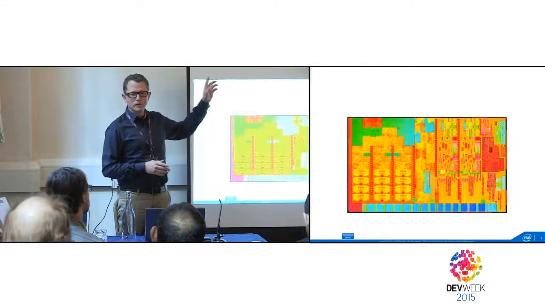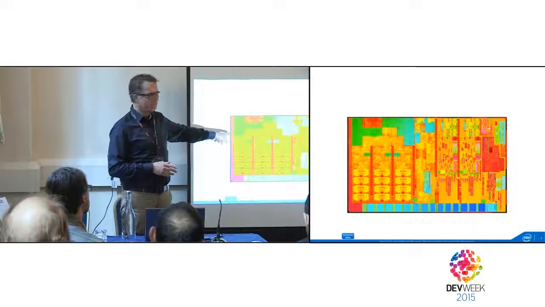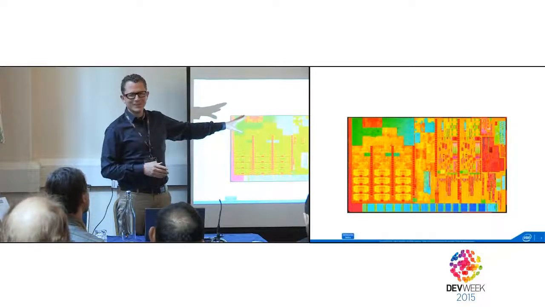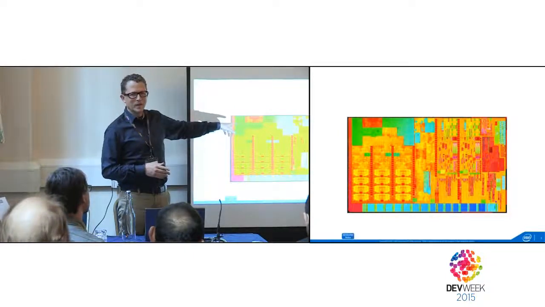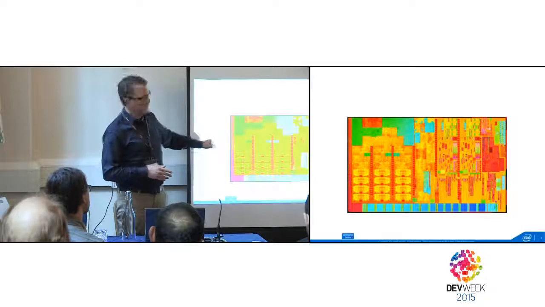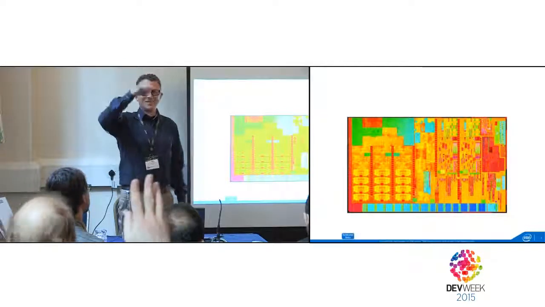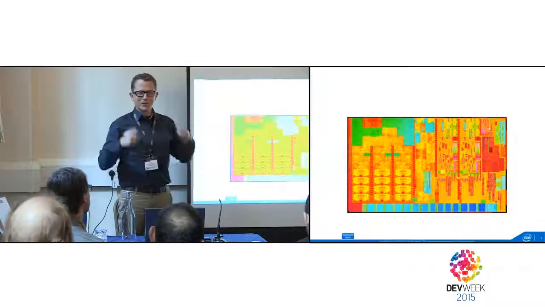So what is this? Who knows what is this? You know what it is? Memory map. Sorry? Memory map. No? More ideas? What is this picture? Chip. A chip? Who said that? Okay, you can come to our booth and you get your t-shirt.